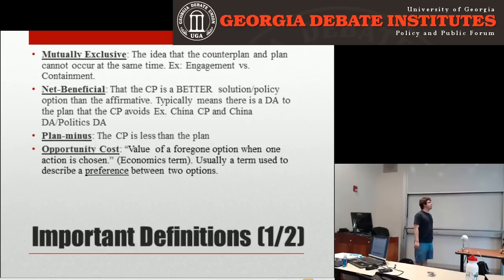A couple of definitions that are important to note is the word mutually exclusive. Who can explain what mutually exclusive means? It's like the counterplan and the plan can't physically be done together. Yeah, exactly. What's an example of that? Like raise import taxes and lower import taxes, or raise carrots and lower carrots. Yeah, exactly. Or a counterplan that just says don't do the plan. You cannot do the plan and not do the plan, right?